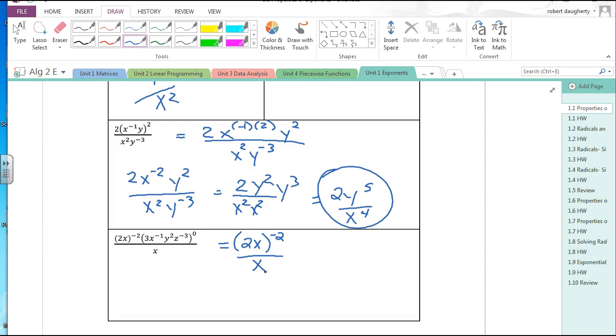Okay. How do I take care of this negative 2 here? I could take this from the numerator to the denominator. So I could write this as... everyone agree with that? Okay. Now, how do I simplify this further? What's being squared? Not just x, but 2x. So this is 1 over 4 x squared times x. What's x squared times x? Okay, so this is 1 over 4 x cubed.